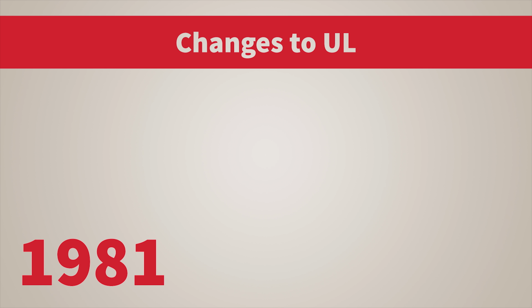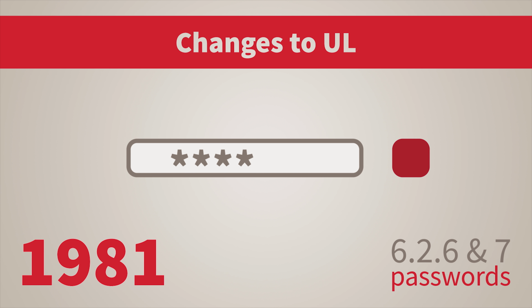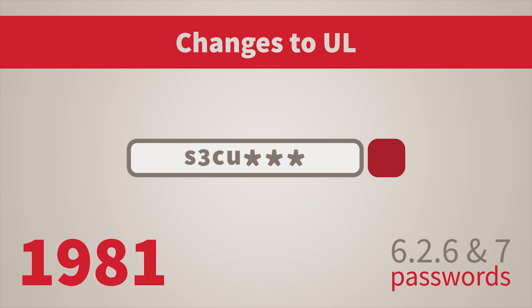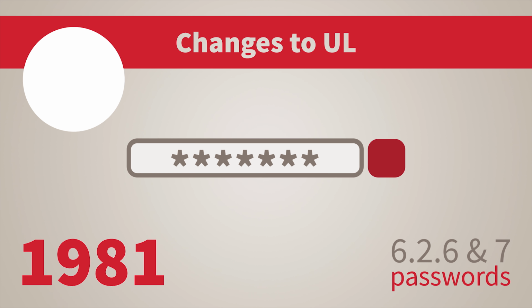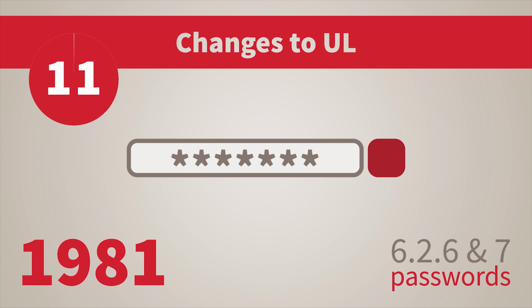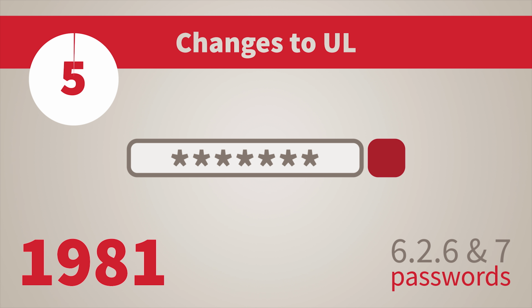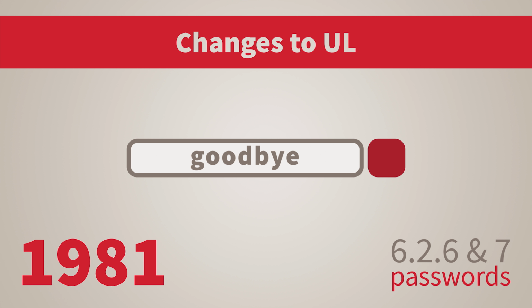UL 1981 updated sections 6.2.6 and 7 clarified that the passwords cannot be repeated for at least 6 reset periods, cannot include the username, and cannot be simple such as ABCD or 1234. User IDs must be a minimum of 6 characters in length, and ensures that if your session sits idle for 15 minutes, you are logged out automatically.